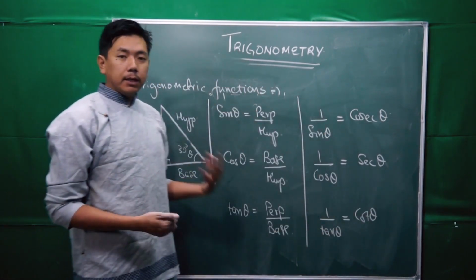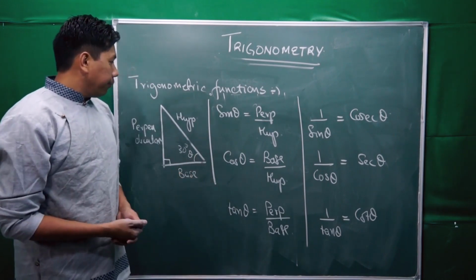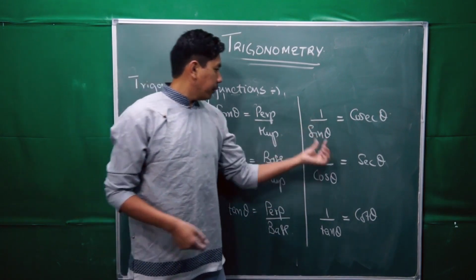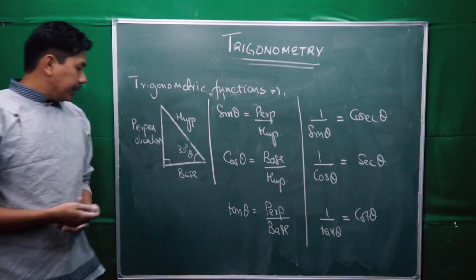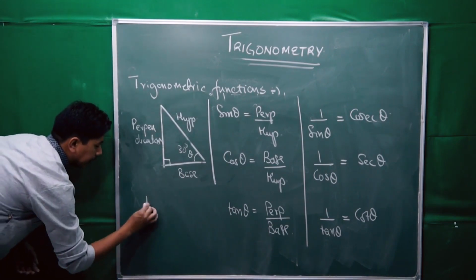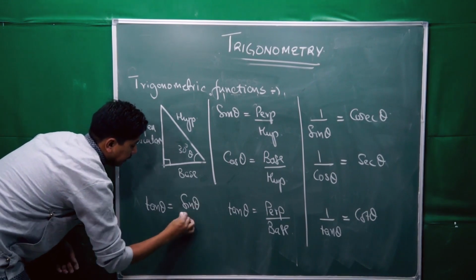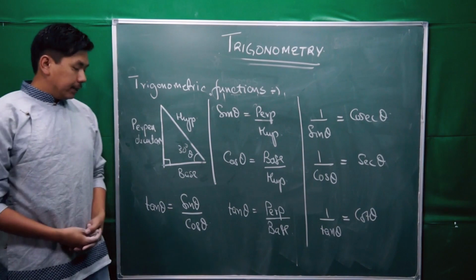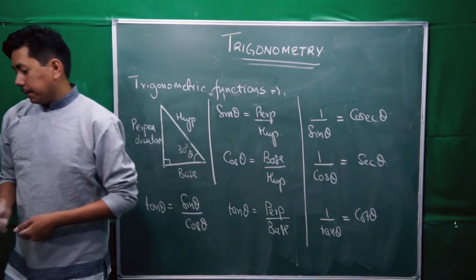This was done in class 10th, if you remember. So similarly, for certain formulas like sine theta, cos theta, and tan theta, we have reciprocals cosec theta, sec theta, and cot theta. All right. For tan theta, we have one more formula. Tan theta equals sine theta upon cos theta. Simple. These are certain formulas that we did in class 10th.